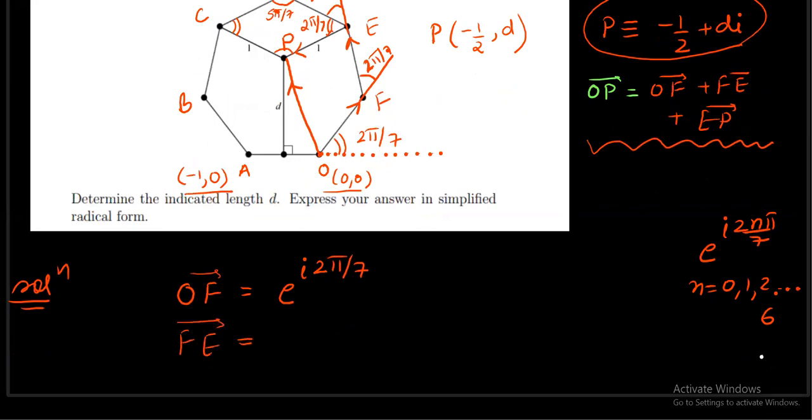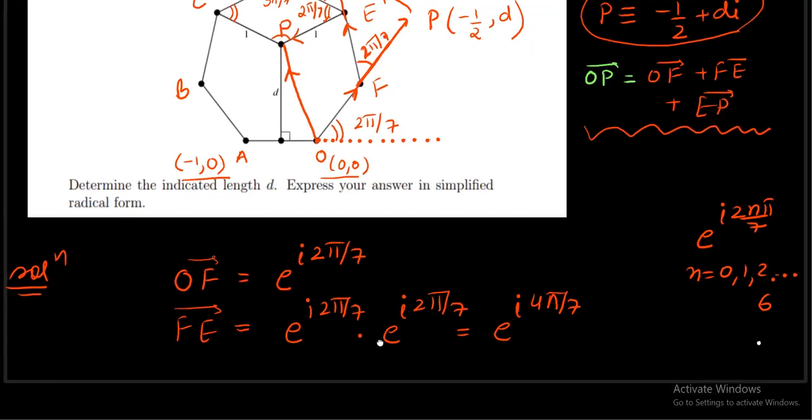FE vector is obtained by rotating OF vector in the anti-clockwise sense. See, OF vector ये रहा, you are rotating it in the anti-clockwise sense by an angle of 2π/7. Yani you can write it as OF vector multiplied by e power iota 2π/7, which ultimately gives me e power iota 4π/7 as the FE vector, right?